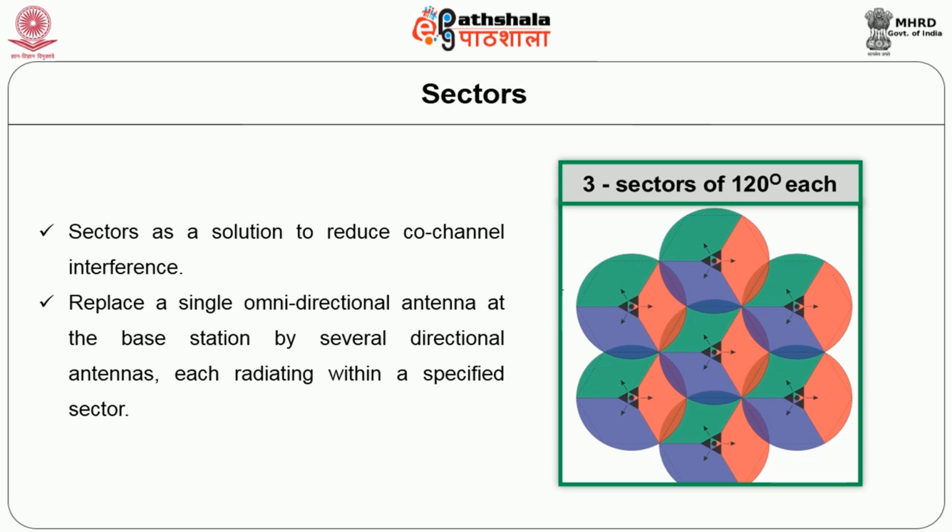You can see in the diagram that a cell has been split into three 120 degree sectors. Now, the base station feeds three 120 degree directional antennas, each of which radiates into one of these sectors. Again, this diagram represents the formation of the sectors. It is a three-dimensional view. So, 1, 2, 3 sectors are there.